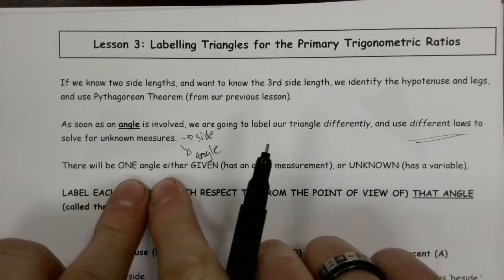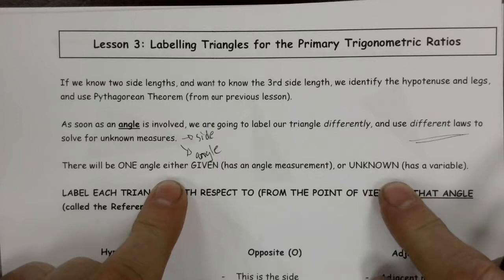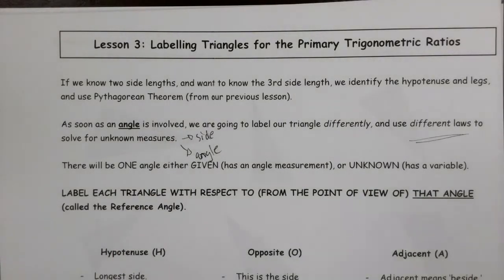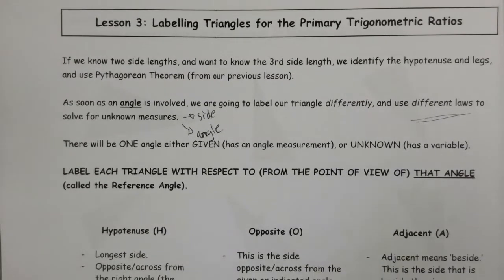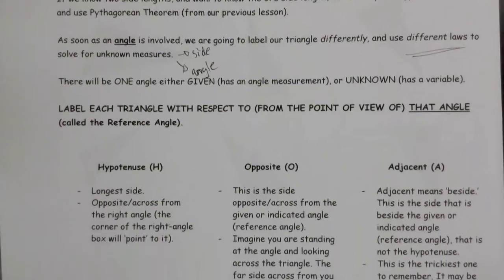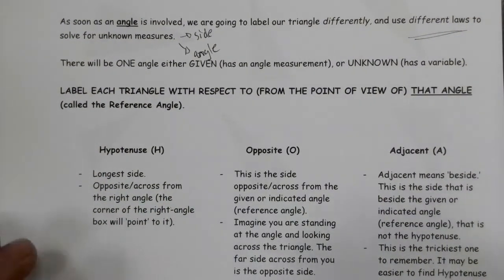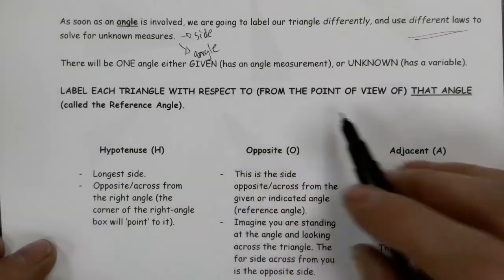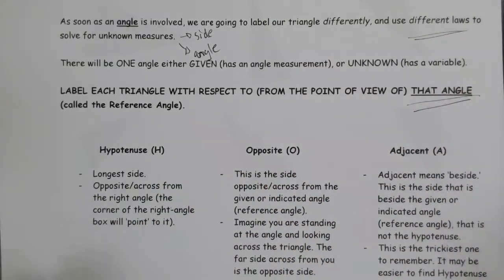So there will be one angle either given or unknown. In other words, there's going to be an angle that is going to be the focal point of our attention. It might be an angle that we're given in the problem, or it might be an angle that we're looking for in the problem, but there's going to be an angle in the triangle that deserves our specific attention. And as soon as you identify that one angle, then we've got another way of looking at the sides of the triangle. So we're going to label each triangle with respect to that angle. That's going to be our reference angle in the triangle.